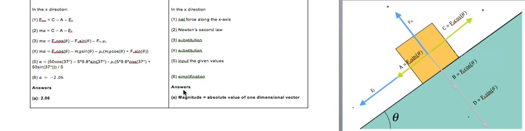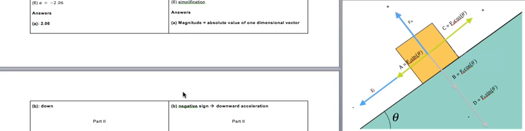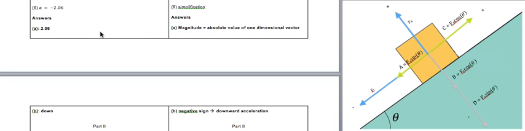So once we have that, we can plug in all of the values we've obtained up to this point, and then solve for A. And we get that A equals negative 2.06, which means it's accelerating downward, which is actually going to be the answer to B. And we also know that the magnitude of acceleration is 2.06, because in one dimension, the magnitude of a force is just the absolute value of the force. So that's how we get A and B.